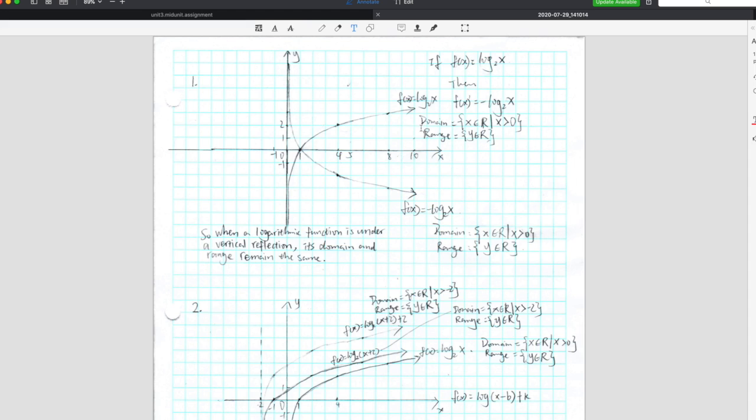But as we reflect this function, we just add a minus sign in front of it, and the domain, as we can see, didn't change. So as the range. So we can conclude that the domain and the range don't change during a vertical reflection in a logarithmic function.